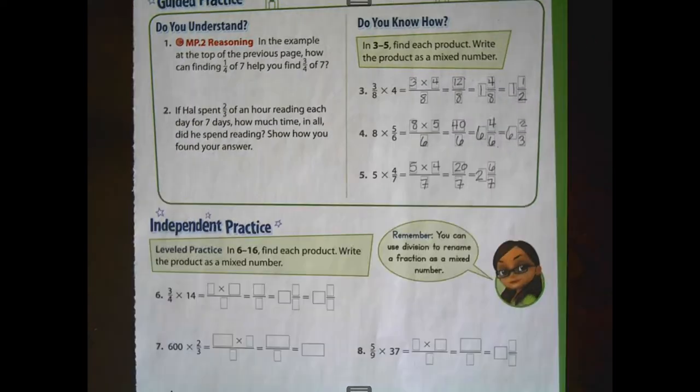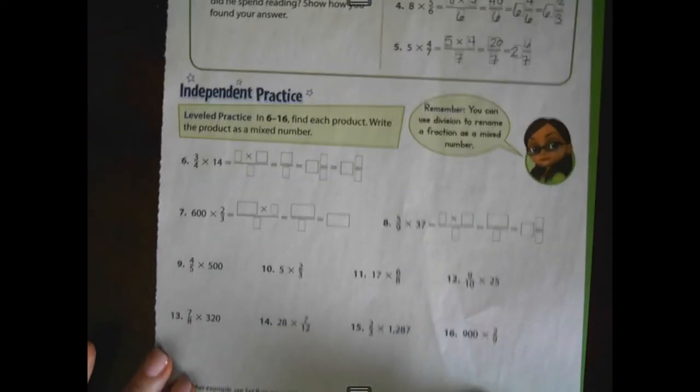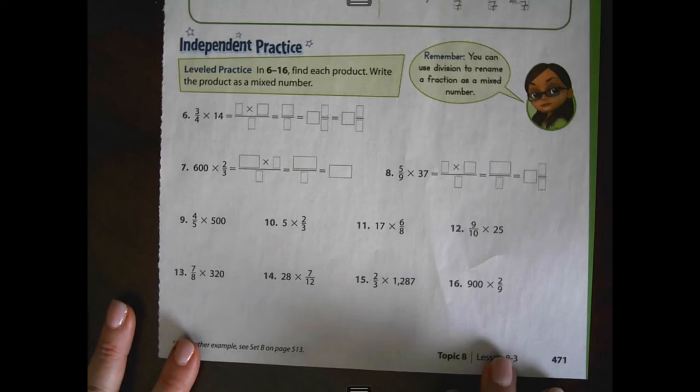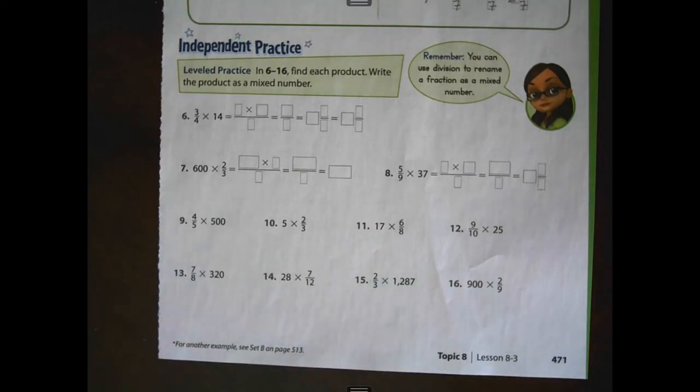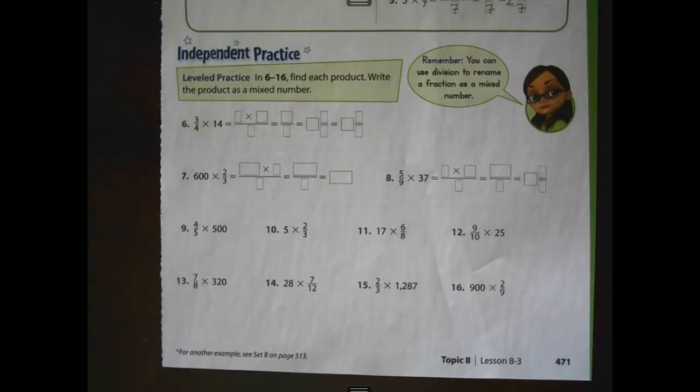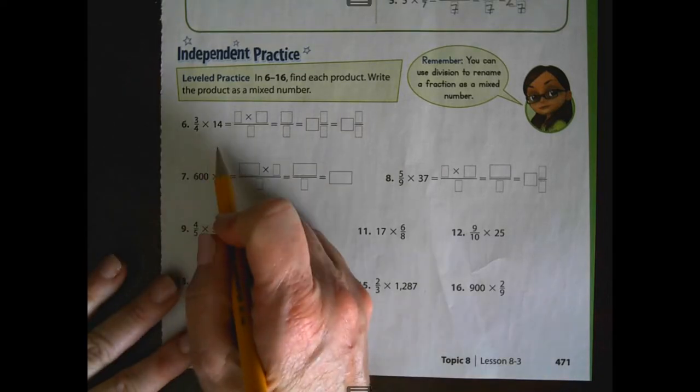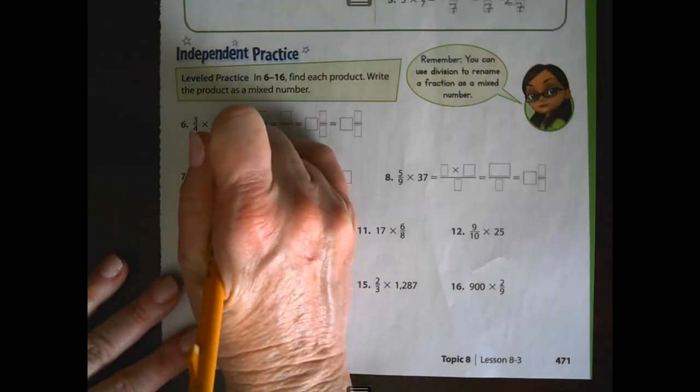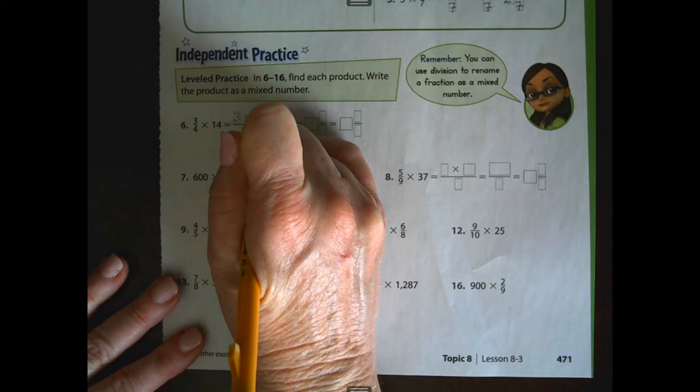All right, let's move down to the independent practice. So the very first one, 6, 7, and 8 pretty much look like what we were doing in our guided practice. So if you want to pause, work them out, and then come back and check your work, that's fine. If you feel like you're not proficient with this yet, then I'll talk you through it. So 3/4 times 14. We're going to multiply the numerators.